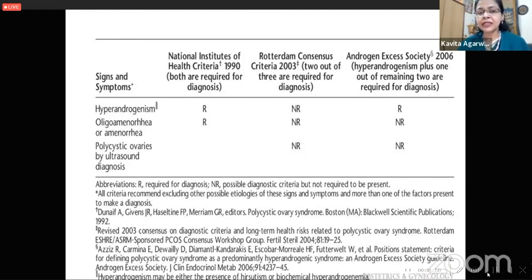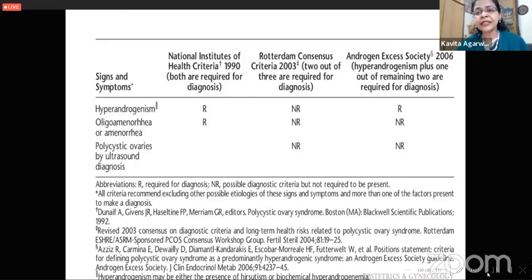So if we go back to 1990, the NIH gave the criteria for diagnosis as hyperandrogenism and oligomenorrhea or amenorrhea. Then in 2003, Rotterdam said 2 out of any 3. And then the Androgen Excess Society in 2006 made hyperandrogenism mandatory.